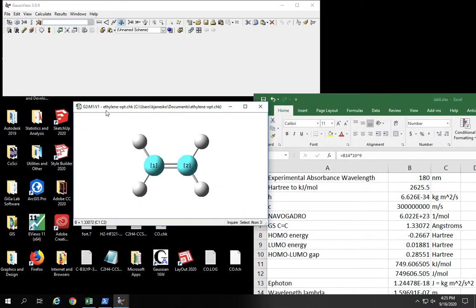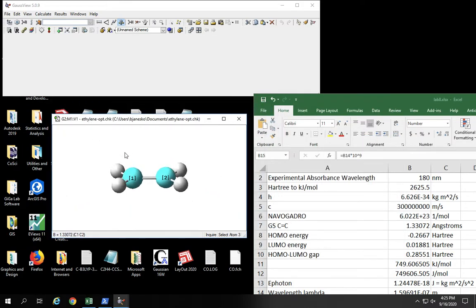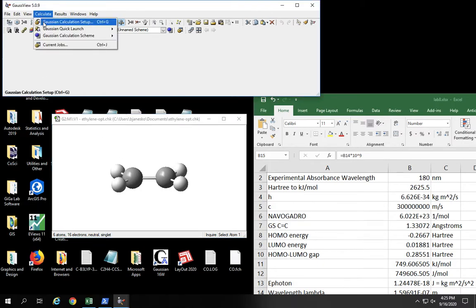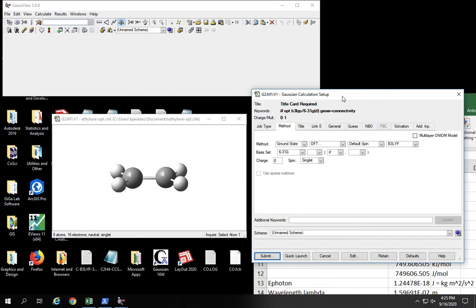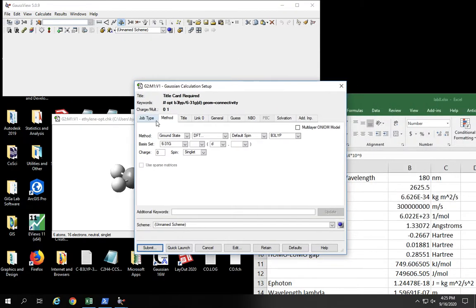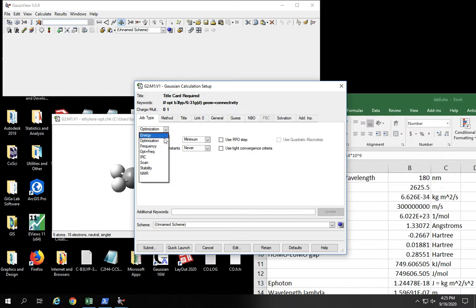Here's our computed ground state geometry. Now, the next thing I'm going to do is compute the excitation energy at the ground state geometry. So I'm not going to optimize it right now. I'm just going to look at total energy, a single point calculation at this ground state optimized geometry.